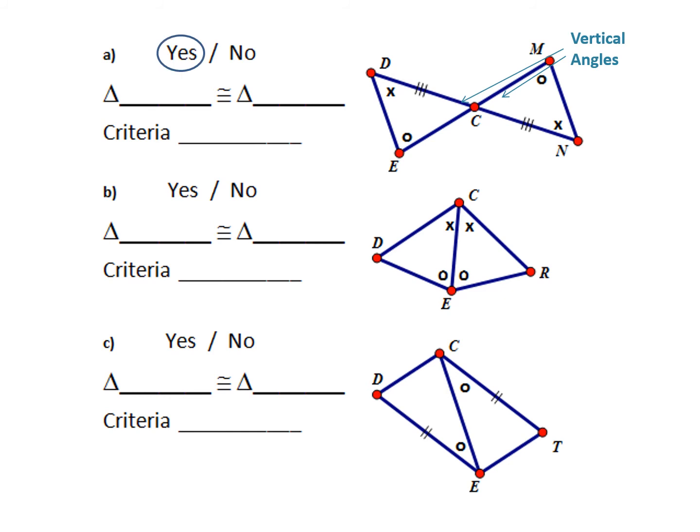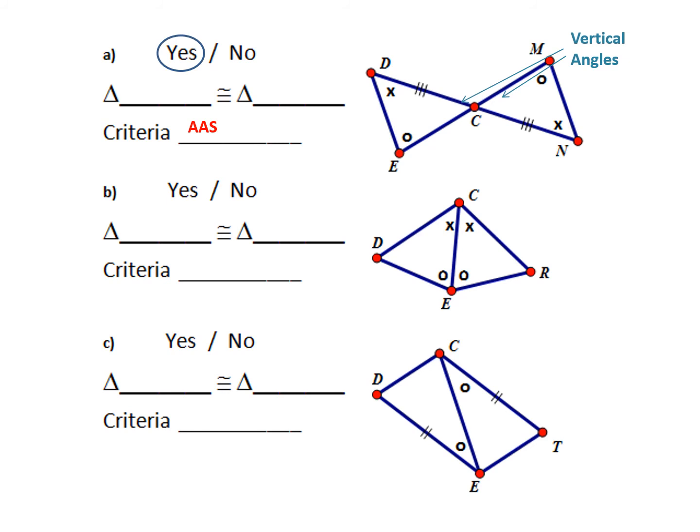So this is going to be a yes, and the reason is, again, I'm going to check my list. I'm going to look for side-side-side, side-angle-side, all of those good things. So here I have angle, angle, side in both circumstances. I have the O's that are congruent, the X's that are congruent, and then I have a pair of sides that are congruent. So that would be angle, angle, side. I also could say angle, side, angle if I use those vertical angles. So angle, angle, side is the criteria.